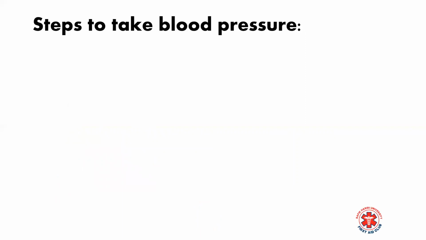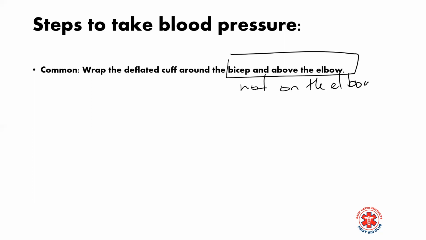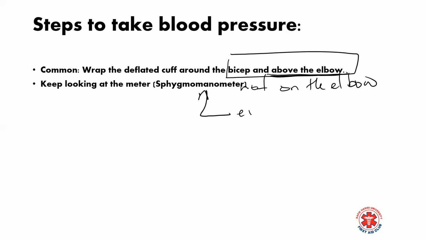Steps to take the blood pressure. First, the common thing among the palpation and the auscultation is to get the deflated cuff, make sure that there's no air in the envelope in the rubber bladder, and wrap it around the bicep above the elbow. This is very important. Not on the elbow, above the elbow. Keep looking at the sphygmomanometer. This is where your eyes stay.